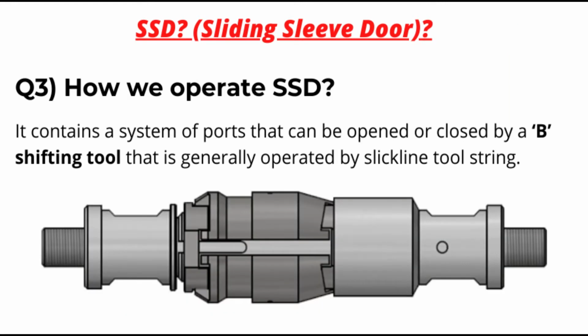How do we operate SSD? We operate it with the help of a B shifting tool. This is a shifting tool which is operated by the slick line unit, slick line equipment, and this same tool we use for the opening of the SSD holes and also for the closing of the SSD holes. When we are going to open, we will use it in one direction, and when we are going to close it, we will reverse the direction of this B shifting tool and use it again to close the ports of the SSD.